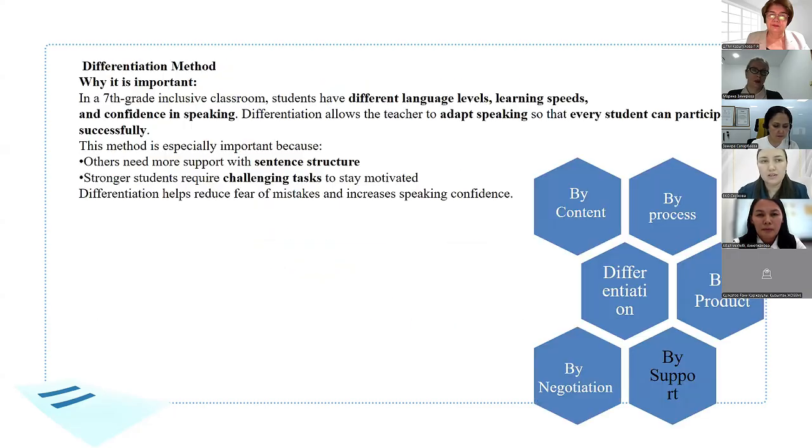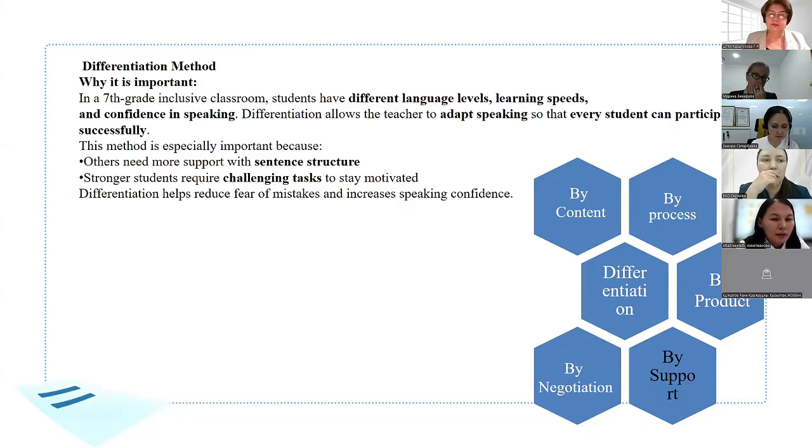Now I'd like to talk about the differentiation method and why it is important. In a 7th grade inclusive classroom, the students have different language levels, learning speeds, and confidence in speaking. Differentiation helps the teacher adapt speaking tasks so every student can participate and feel successful. Some students need more support, for example, with sentence structure or keywords. At the same time, stronger students need more challenging tasks to stay motivated. This method helps reduce fear of making mistakes and increases students' speaking confidence.